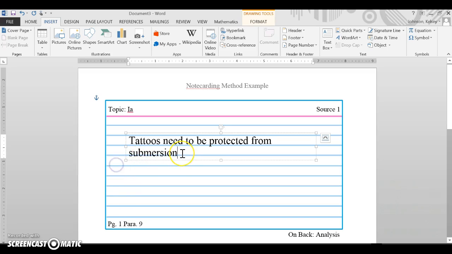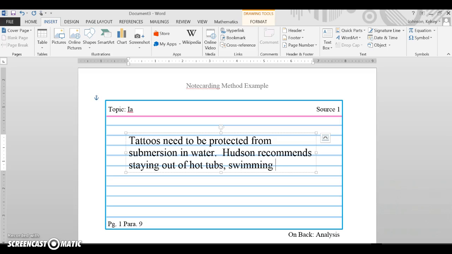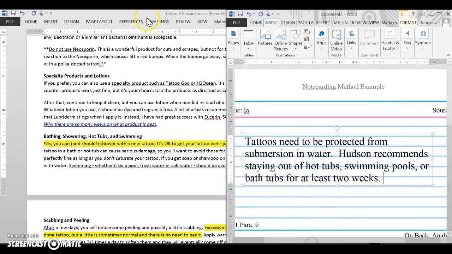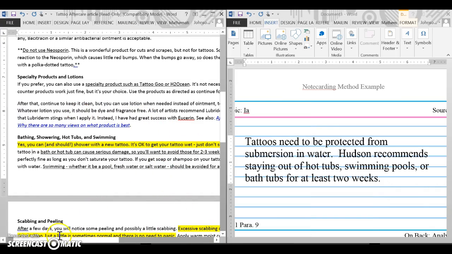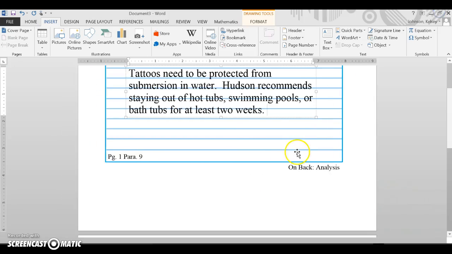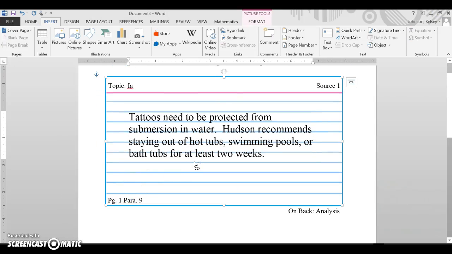I can't spell. So here's the information that I found out of the article, and I'll just do a cross screen so you can see both at the same time. And then on the back of my note card, I would write my analysis, and I'll just do that here on the bottom of this, and I'll just copy and paste the text box.